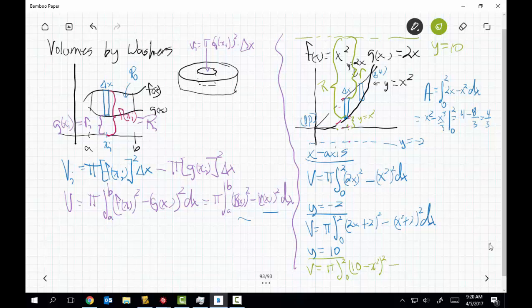Let's extend that. What's the little radius? Well, the distance from here to here is always 10, and the distance from here, where am I going to put this?